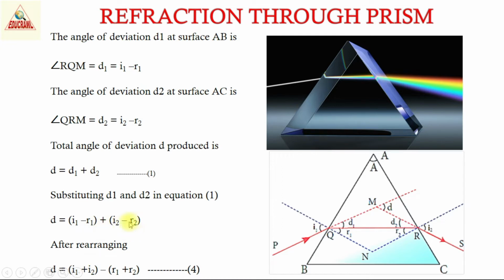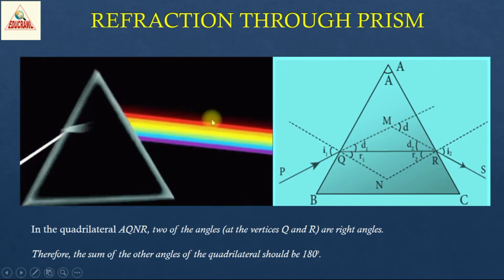Now a small rearrangement. We are combining the I on one side and the R on the other side. So how will we combine? D is equal to I1 plus I2, minus sign we are taking it outside. So inside the bracket it becomes R1 plus R2. This equation you keep it as 4. The first equation is D is equal to D1 plus D2.